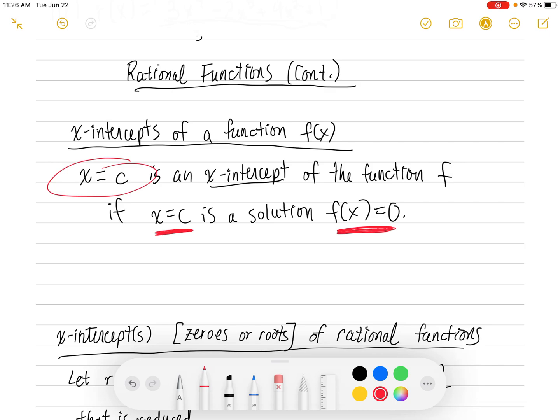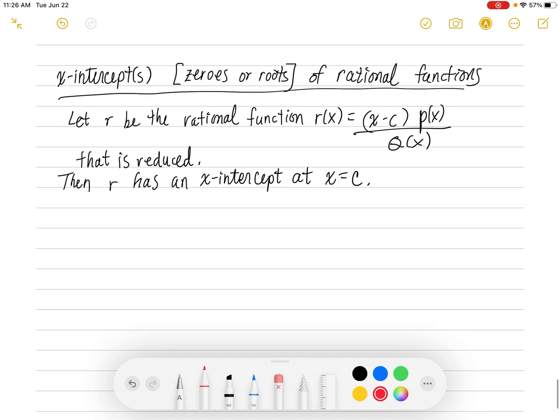Now, rather than taking our entire rational functions and setting them equal to 0 and trying to solve for x, there's something much simpler you can do, and that's what we want to discuss. So how do you find x-intercepts for rational functions? What's the quick way to do it? So let's say you have a rational function r of x, and on top you have x minus c as a factor times a polynomial, and on bottom you have a polynomial. And let's say this entire expression is reduced. You can't cancel out anything between the top and the bottom. That means that r has an x-intercept at c.